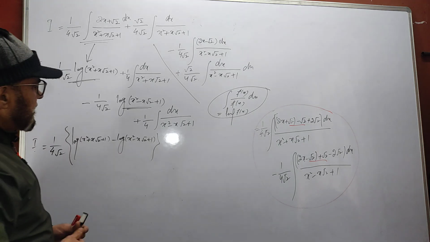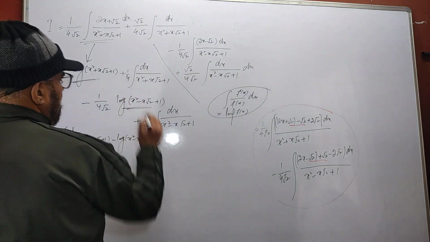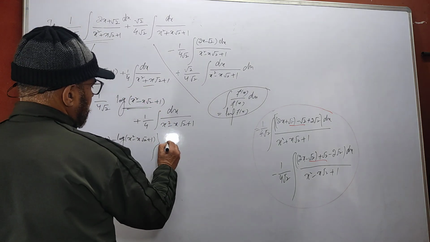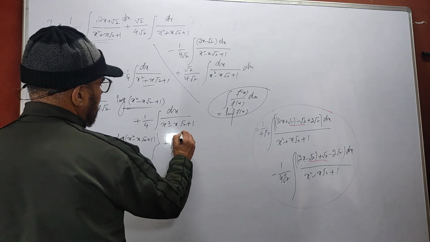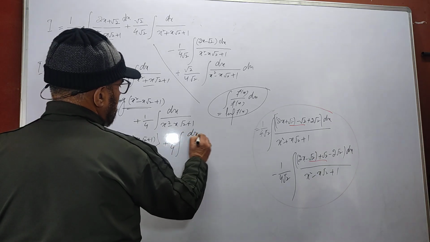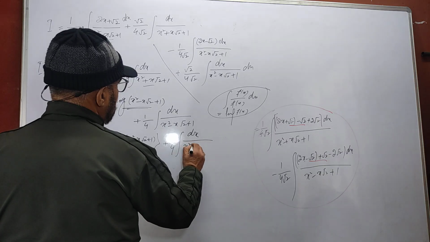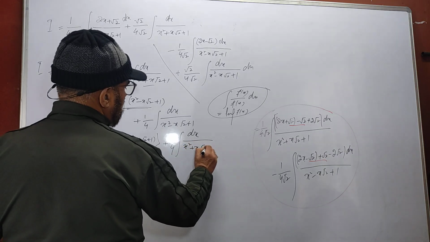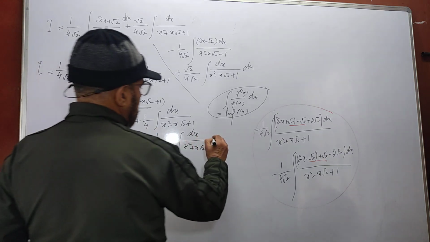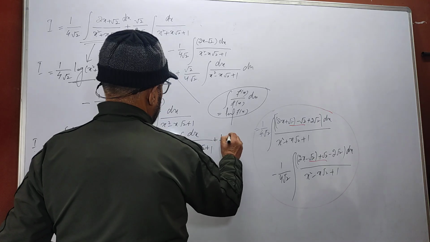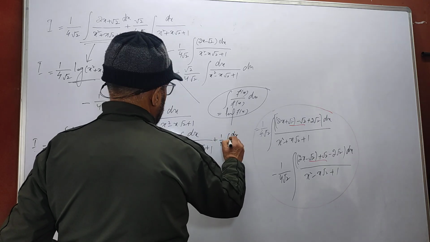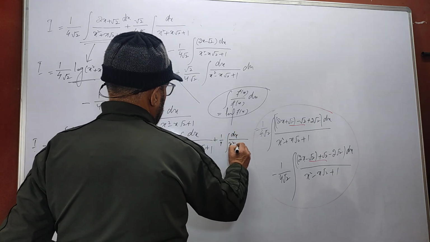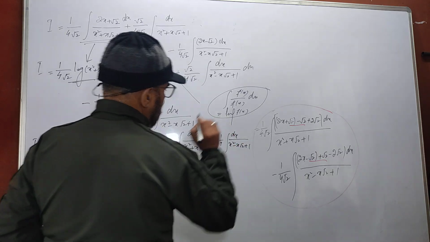Then we are left with these two integrals. This one, it is plus 1 by 4 the integral of dx by x² + x√2 + 1. Then this plus 1 by 4 the integral of dx by x² − x√2 + 1.